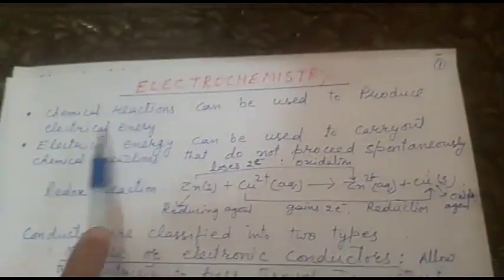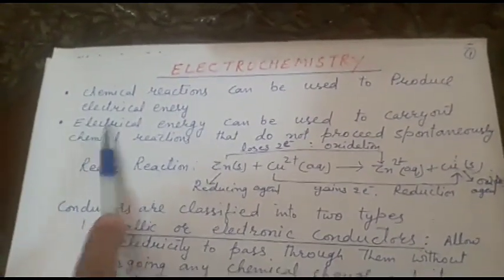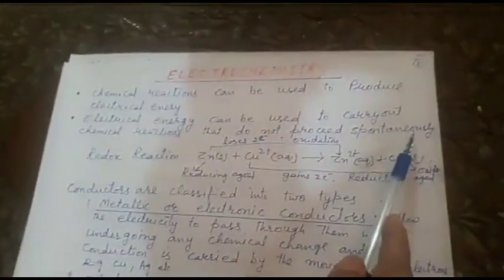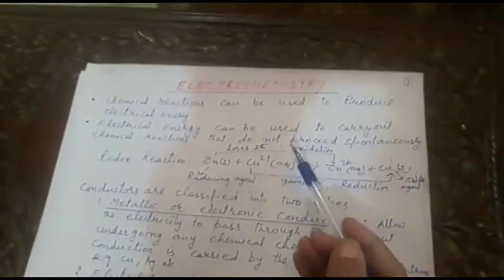Chemical reactions can be used to produce electrical energy. Conversely, electrical energy can be used to carry out chemical reactions that do not proceed spontaneously.